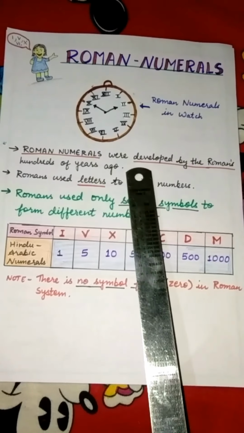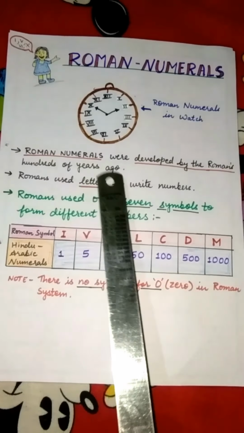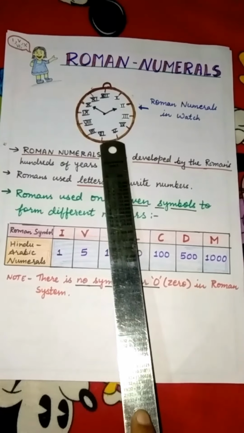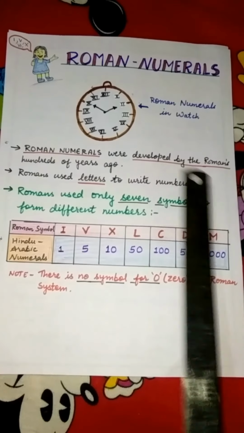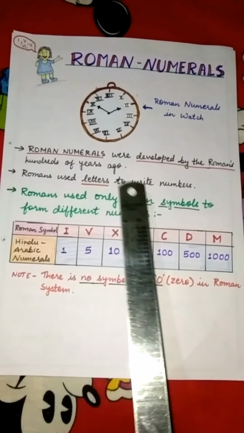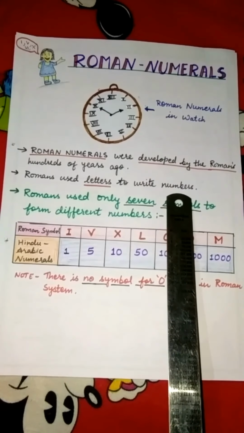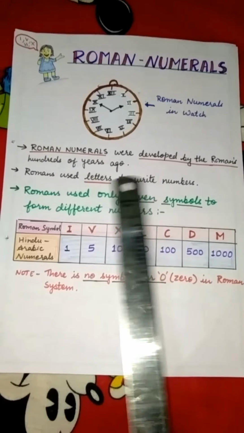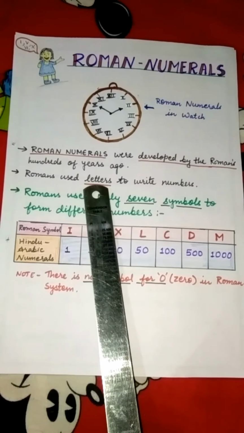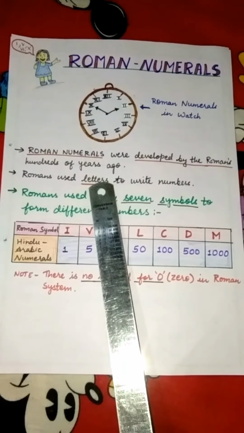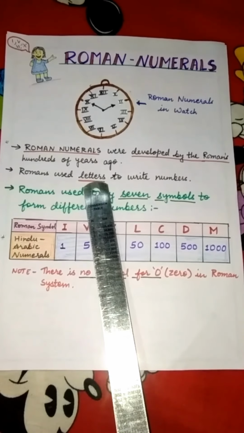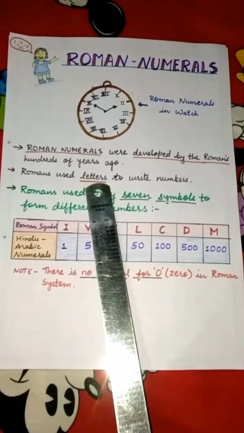Roman numerals were developed by Romans hundreds of years ago. Romans used letters to write numbers. We use numbers instead of letters. Romans used letters to write the numbers. And this system of writing numbers in the form of letters is known as the Roman number system.